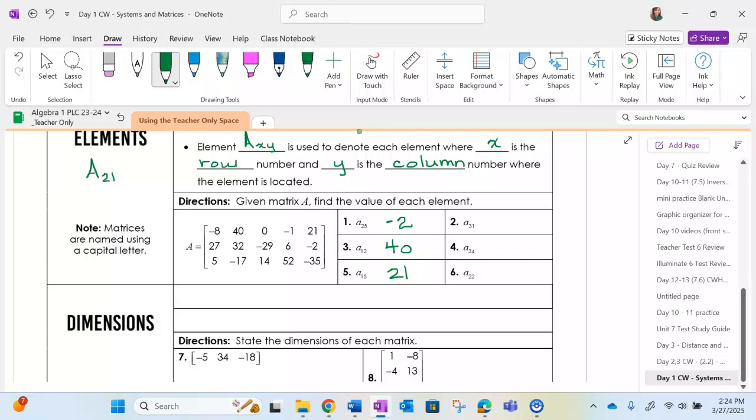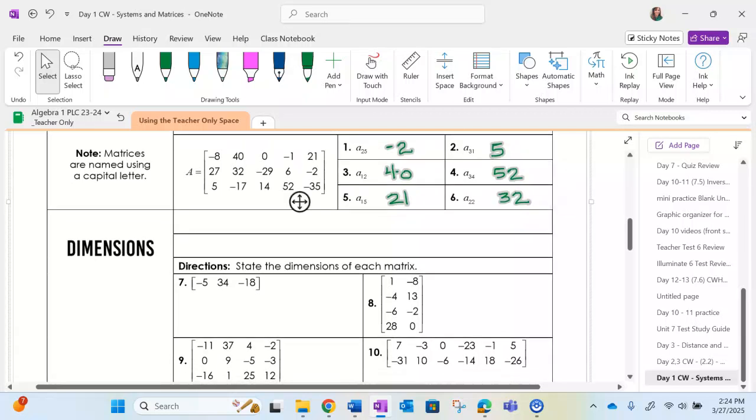So I want to make sure that you understand what these little numbers mean and how to find what they represent. So row 3, column 1, 5. Row 3, column 4, 52. Row 2 is the middle row because there's 1 and 2, and it's the second column, is 32. All right, that is about elements. That's each piece of the matrix.